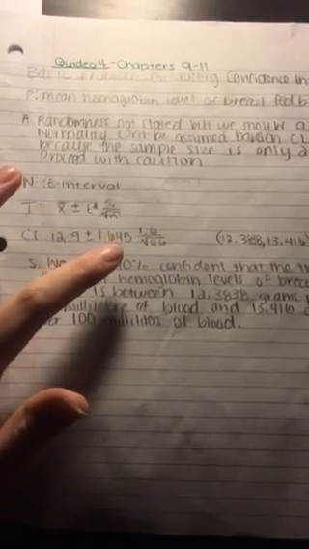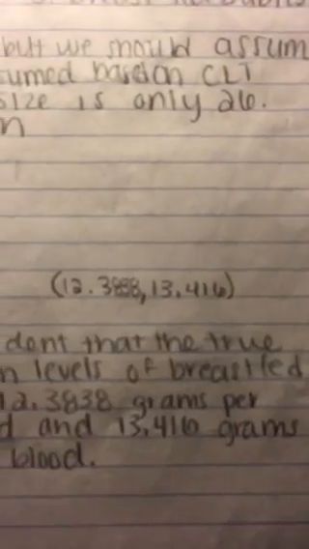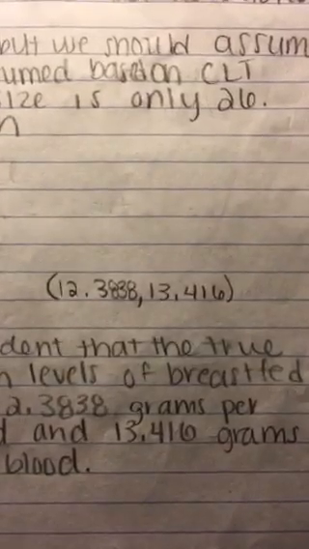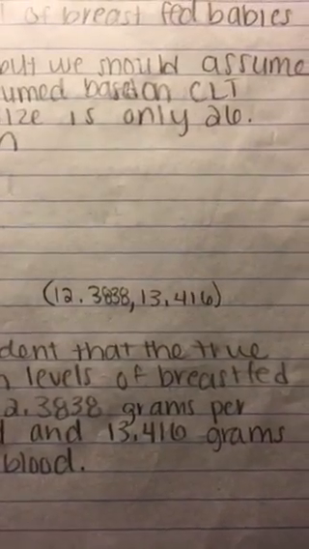So for the confidence interval, we're going to put 12.9 because that was our mean, plus or minus 1.645 found for the 90% confidence interval on the T-score chart. Then we have 1.6 for the standard deviation over the square root of 26, which is the number of babies that they had, and we get the two numbers, 12.3838 and 13.416.